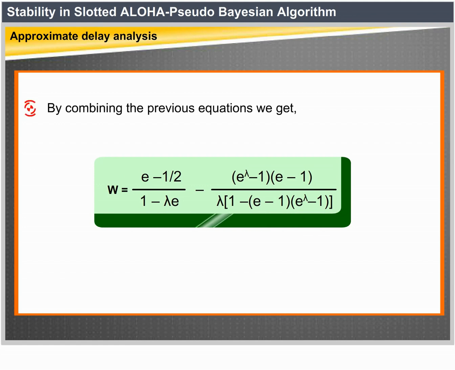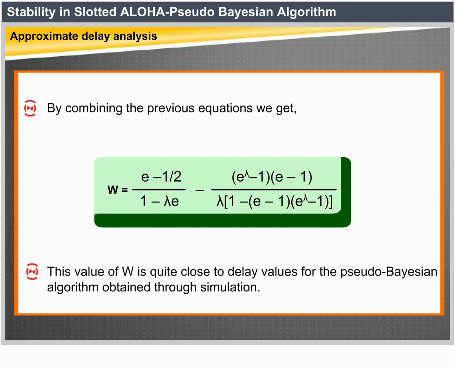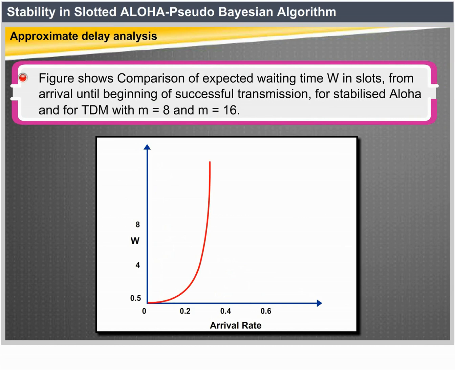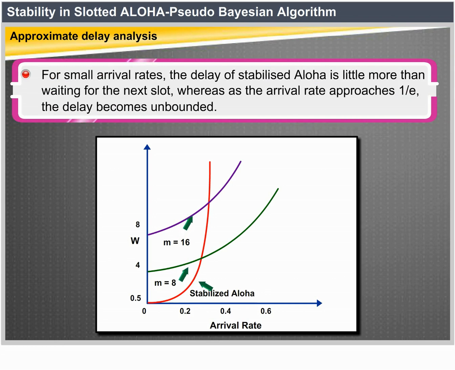This value of W is quite close to delay values for the pseudo-Bayesian algorithm obtained through simulation. The figure shows a comparison of expected waiting time W in slots from arrival until beginning of successful transmission for stabilized Aloha and for TDM with m equal to 8 and m equal to 16. For small arrival rates, the delay of stabilized Aloha is very little more than waiting for the next slot, whereas as the arrival rate approaches 1/e, the delay becomes unbounded.